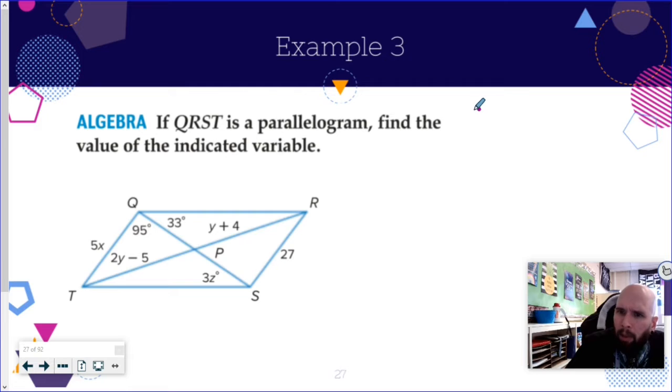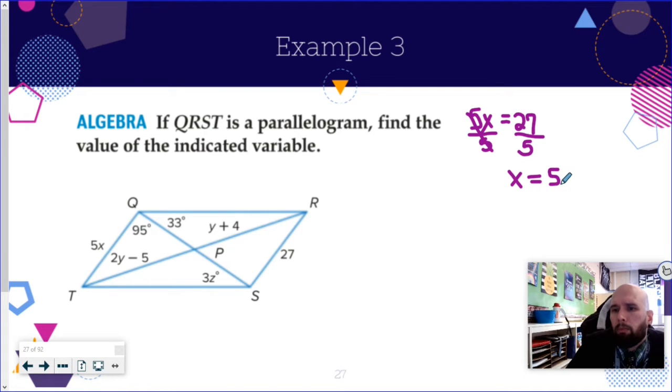So this isn't going to be that pleasant, but that's all right. 5x is going to equal 27. So in order to find x, you divide both sides by 5, and you get 5.4. That one's fun. There's my x.